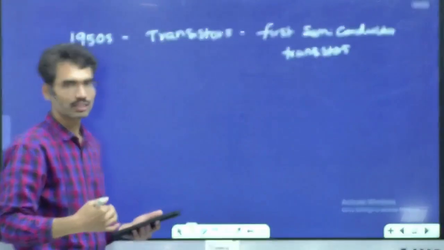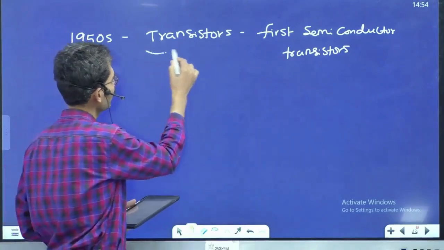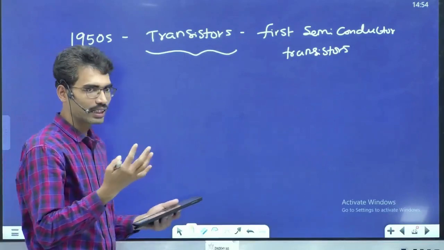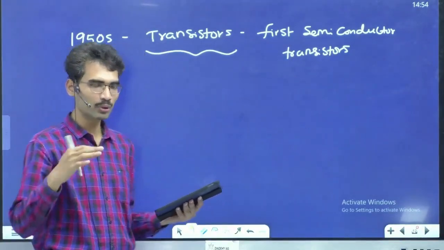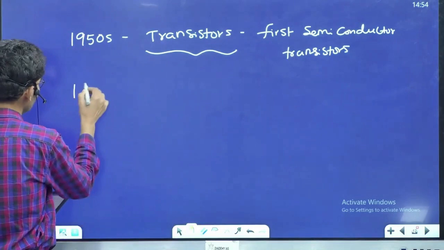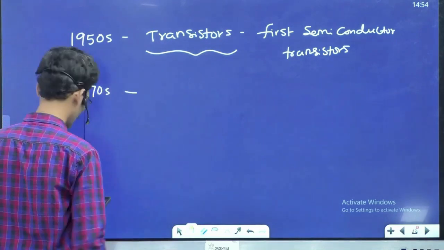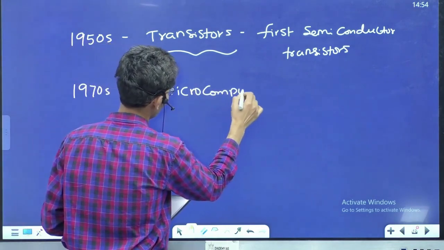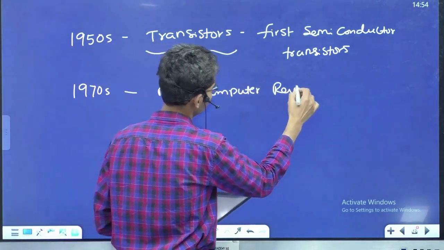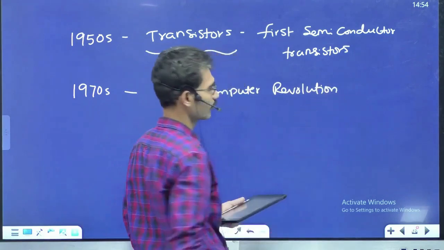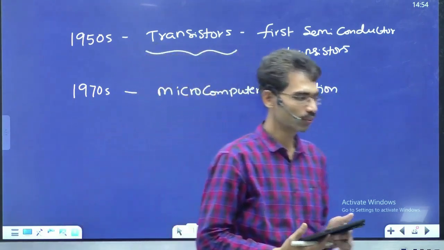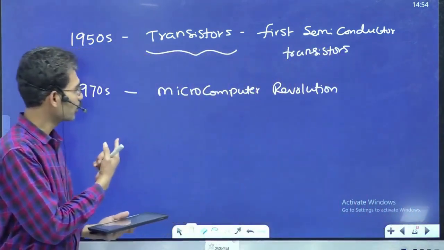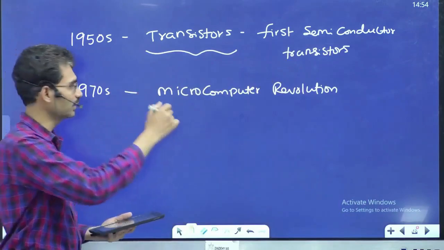When transistors were invented in the 1940s and 50s and started coming into the market, it changed the nature of the computing boxes. In the 1970s, it led to the microcomputer revolution. Earlier, vacuum tubes were used. Now, with microcomputers using transistors, the revolution completely started.